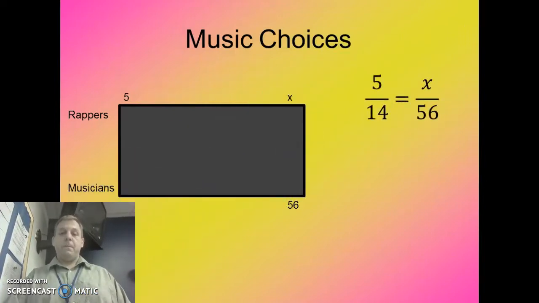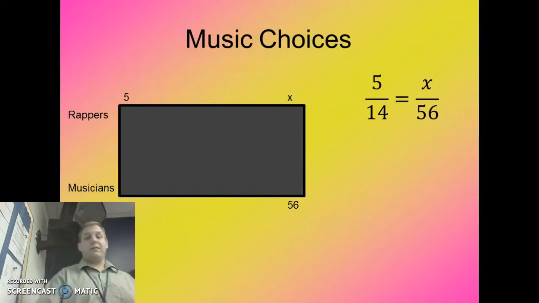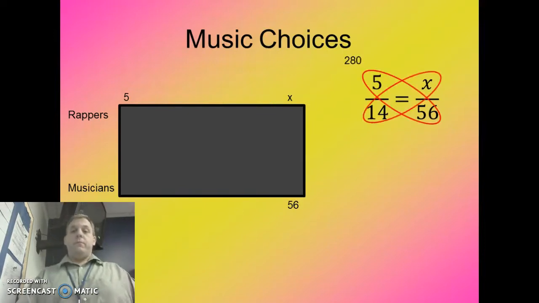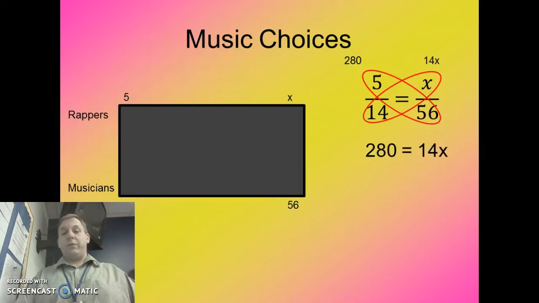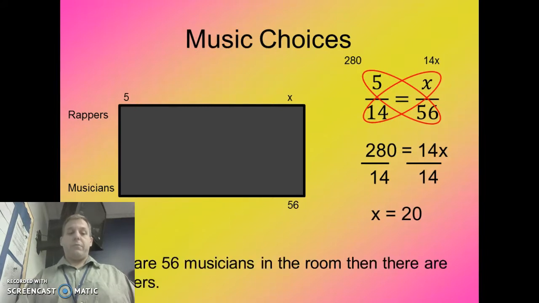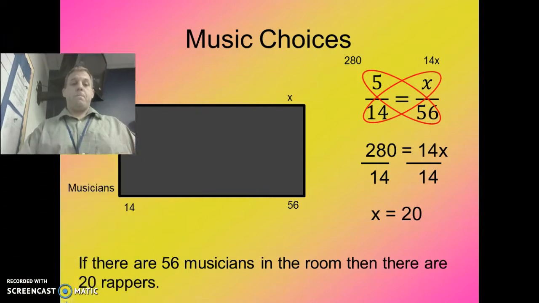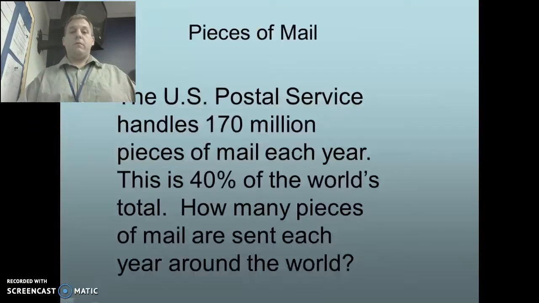5 over 14 equals x over 56, and again, cross multiply. 280 equals 14x. So I bring my cross products and my equal sign down. Gives me a one-step equation where I divide both sides by 14, and I get x equals 20. So if there are 56 musicians, 20 of them are rappers.